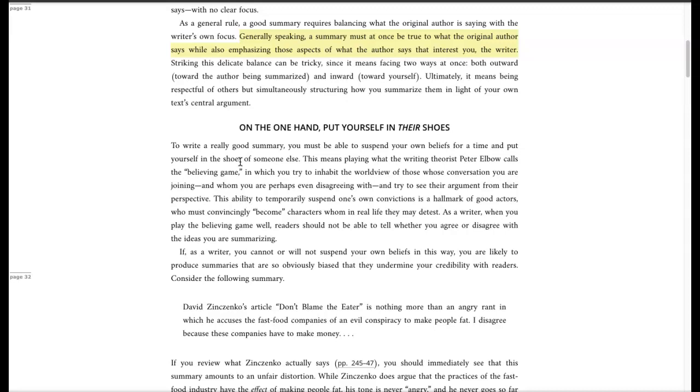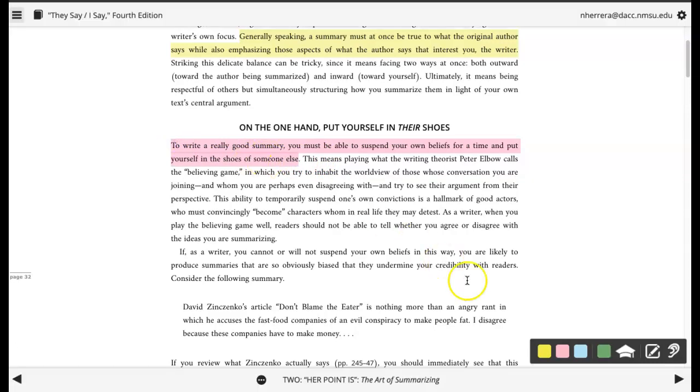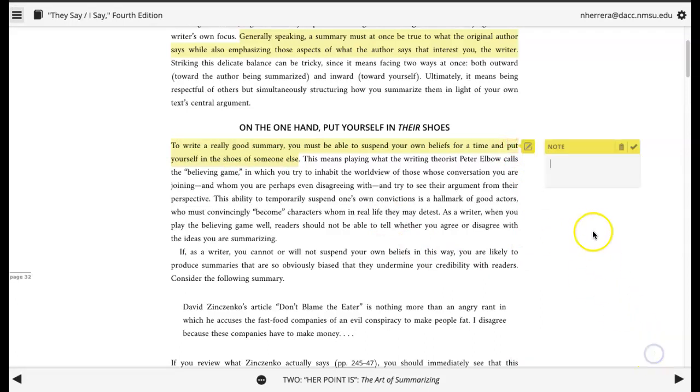What are they saying? What are the most important points they're making? And then in the response, you can go ahead and respond to them, and you can say if you agree or disagree. But again, you want to make sure that, as the book says, you suspend your own beliefs for a time. So I'm going to highlight this, and I'm going to make a note that says, do not include. Now, of course, we're only referring to the summary part.